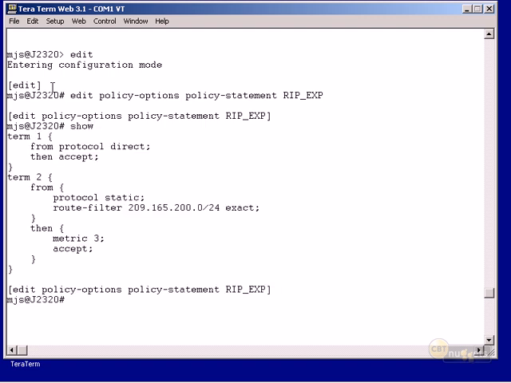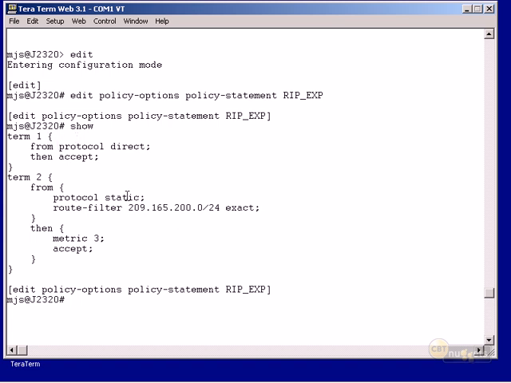And what we're going to see is this is the policy as I taught you earlier, right? This is the actual configuration output, the hierarchy. And you can see, here's my term. This is the first container. So if from protocol direct, then accept it. Term 2, from protocol static, and a route filter where it's exactly 209.165.209.0/24, then apply a metric of 3, accept. Beautiful. So this is actually the configuration output of all of those commands that I did earlier.